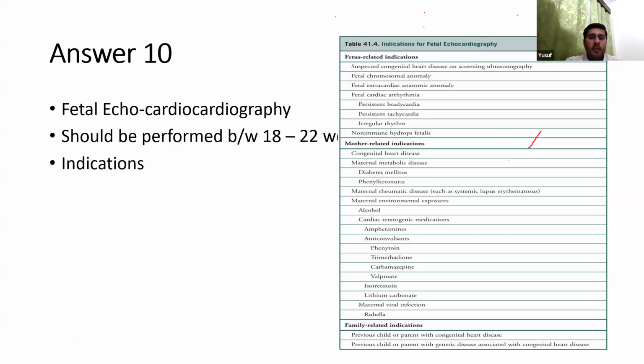And then maternal conditions. If the mother has congenital heart disease or gestational diabetes mellitus, or there is exposure to certain teratogens like alcohol, the mother is a known case of phenylketonuria, the mother was on anti-epileptic drugs like valproate, carbamazepine, the mother had treatment for acne using isotretinoin, or had a rubella-like infection during her first trimester, then in these conditions we would be offering these mothers a fetal echo. So the important thing to note from this slide is the indications for fetal echocardiography.